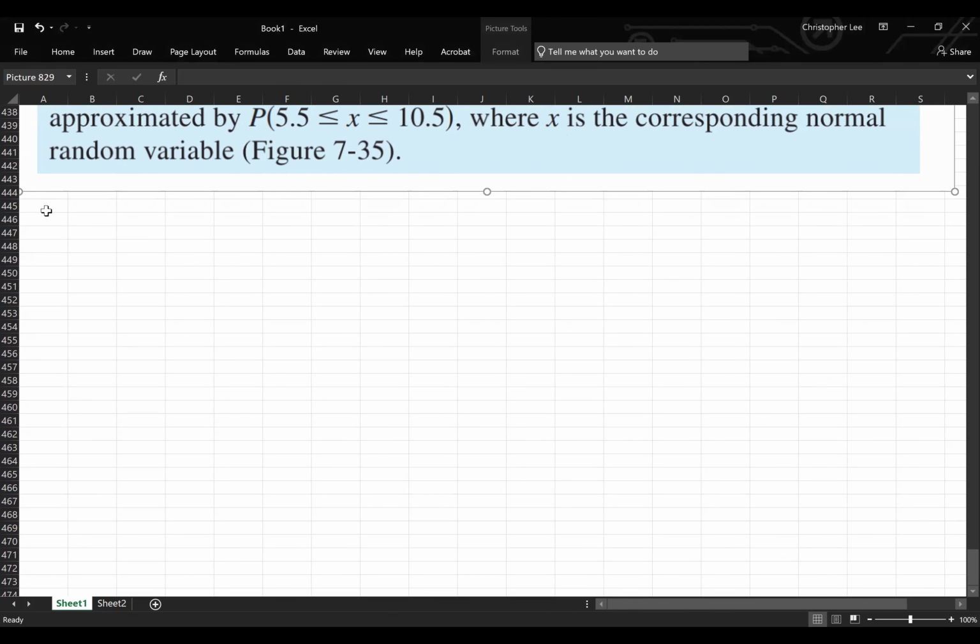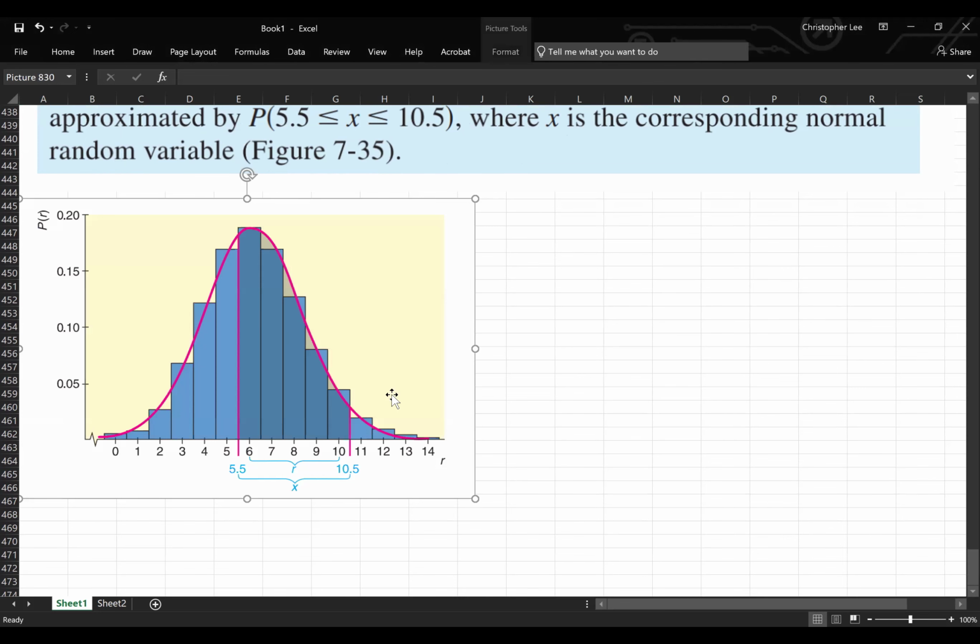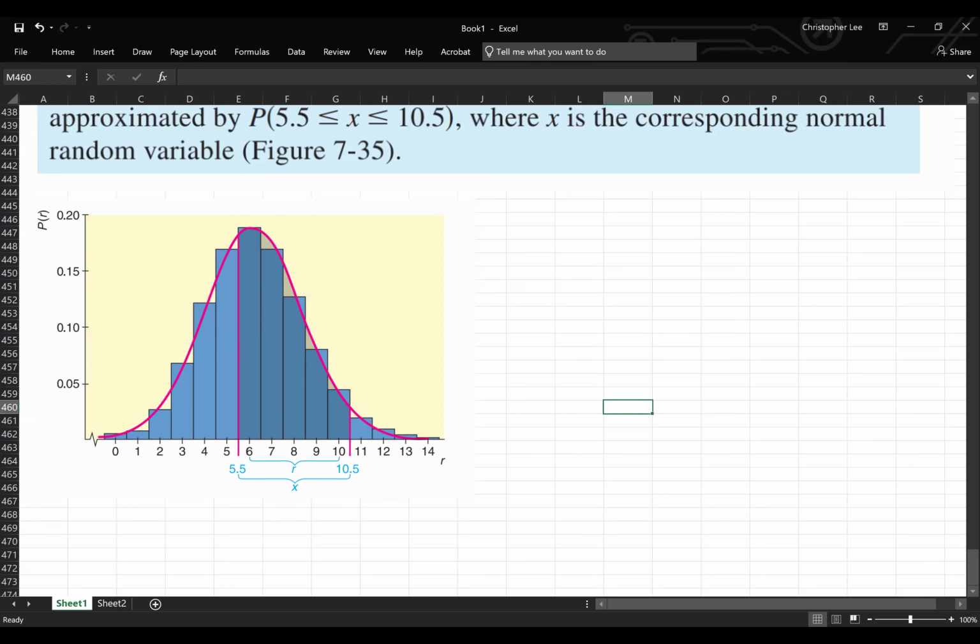I just want to show y'all visually what this is. As you can see right here, I want from 6 to 10. So for the 6, I have to go over a little bit, subtract 0.5 to encompass the whole bar. And for the 10, I have to go over by 0.5 to encompass the whole bar. And now, from 5.5 to 10.5, that is a better approximation, right, than just having the 6 to the 10. So that's the meaning of it.